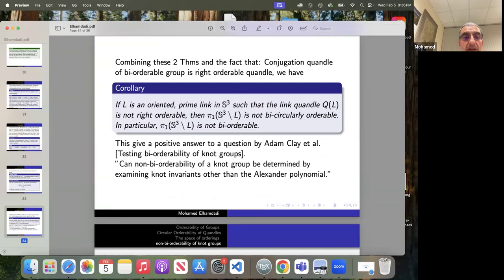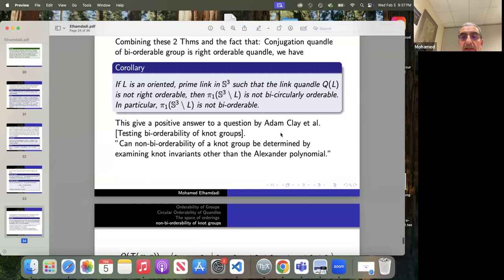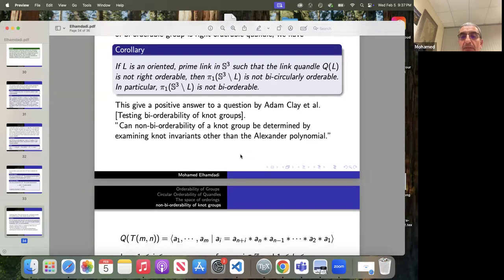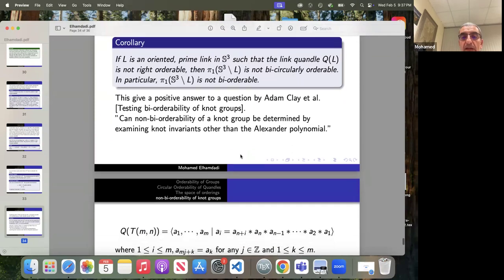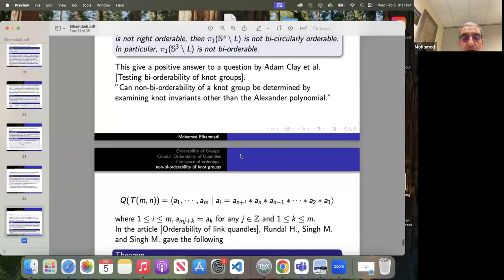And this gives a positive answer to a question I mentioned in the beginning by Adam Clay and his co-authors in their paper titled Testing Bi-Orderability of Knot Groups. The question is precisely stated as: can non-bi-orderability of a knot group be determined by examining a knot invariant other than the Alexander polynomial? Now, in their paper, they used the Alexander polynomial to study bi-orderability of knot groups.